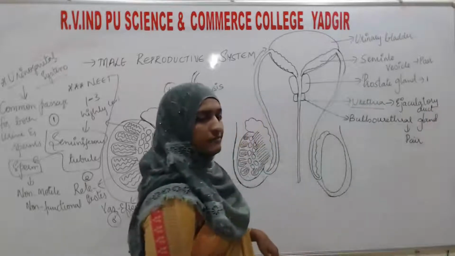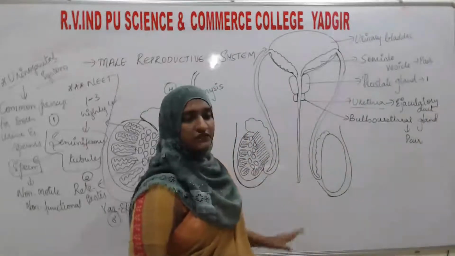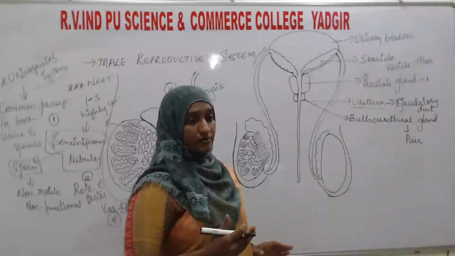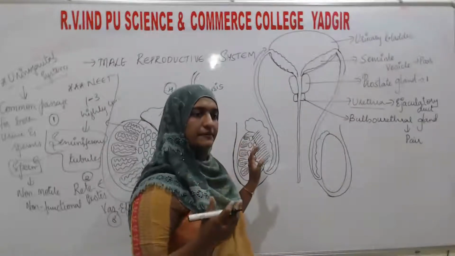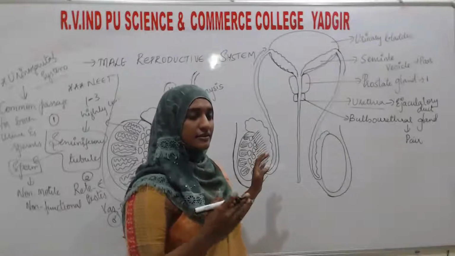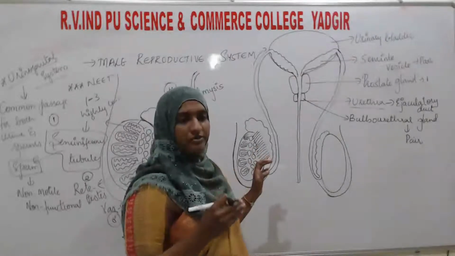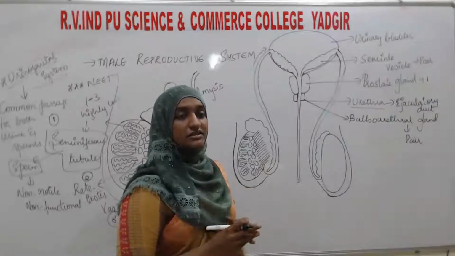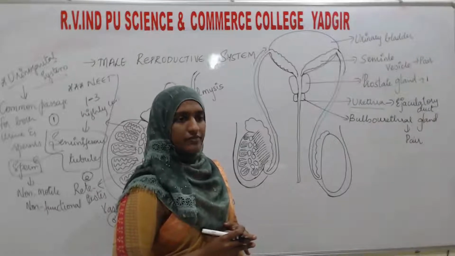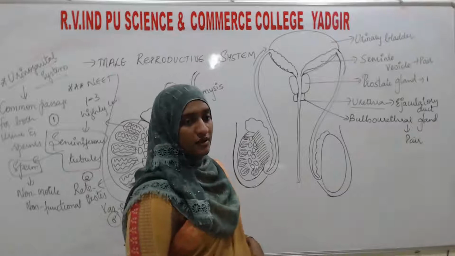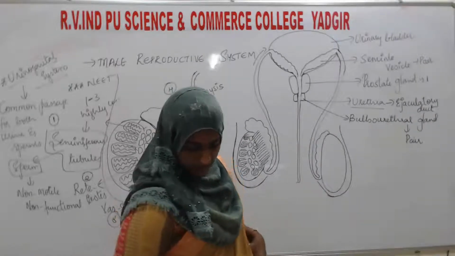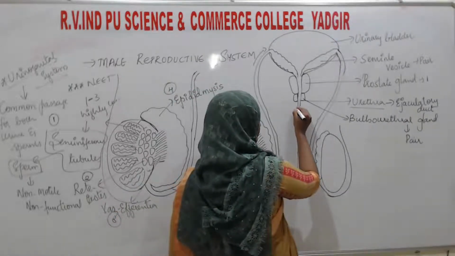Now the third topic will come. Till now we had discussed about these ducts and the glands. The third part of the male reproductive system is the external genitalia. In that external genitalia, the external genital is the penis. What is it? It is the penis.